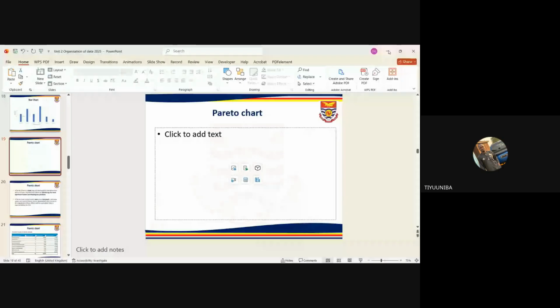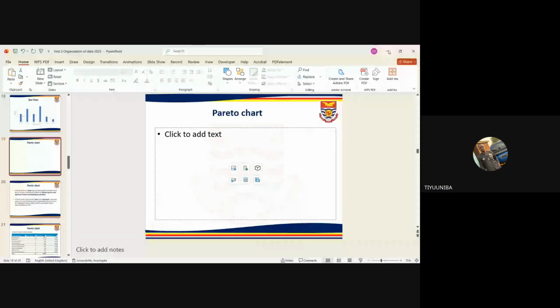So for example, if I have A as the category, then the frequency is 40, B 25, C 20, D 10, and E 5. So it means that I have collected the data and listed the category values with their frequencies. Then step 2 is to arrange the data in descending order, from the highest frequency to the lowest. Then you find the total frequency, you add all the frequencies.